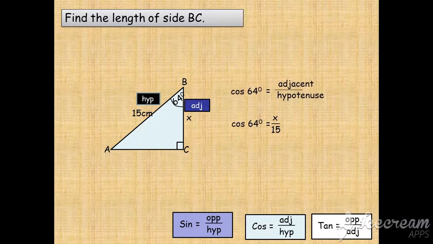I need to find the value of x, right? So x, by using cross multiplication, x will be 15 times cosine 64, which is approximately 6.6.